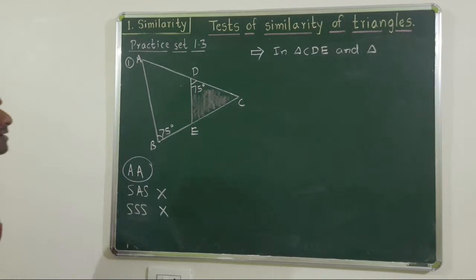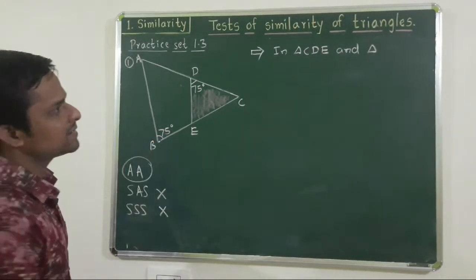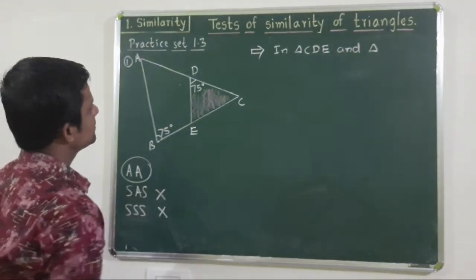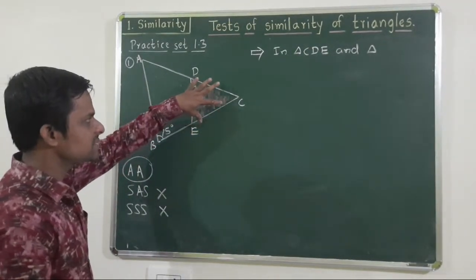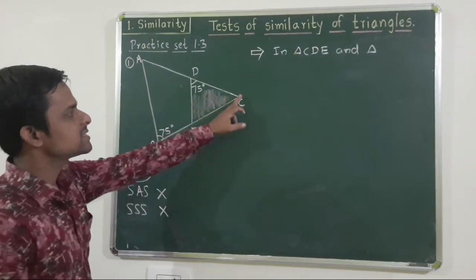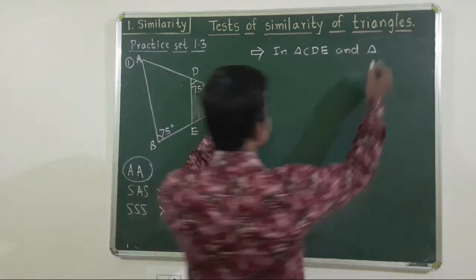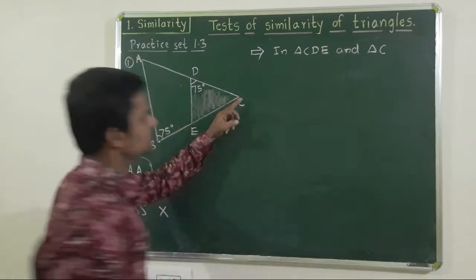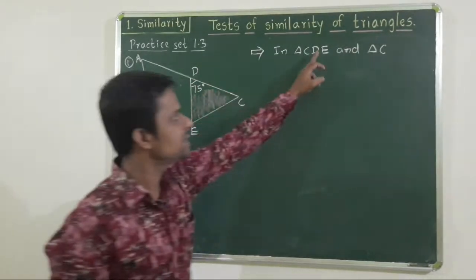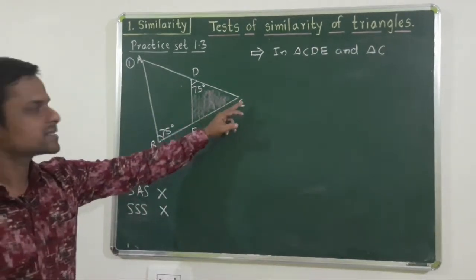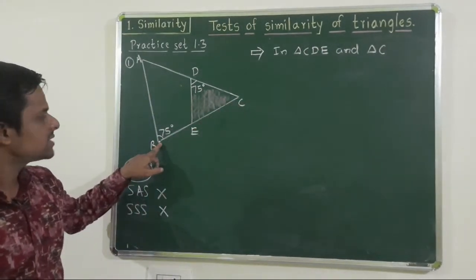Now I can't ask you, therefore I can write here triangle CDE. If I take triangle CDE like this, then C is common, therefore the second name should start with C. Now this one is 75, therefore D is 75, so I have to take the same angle in between, that is B.